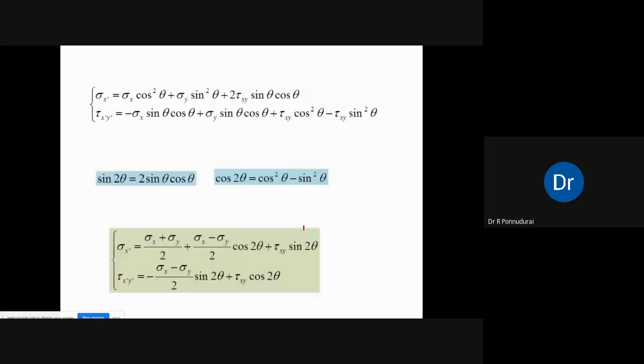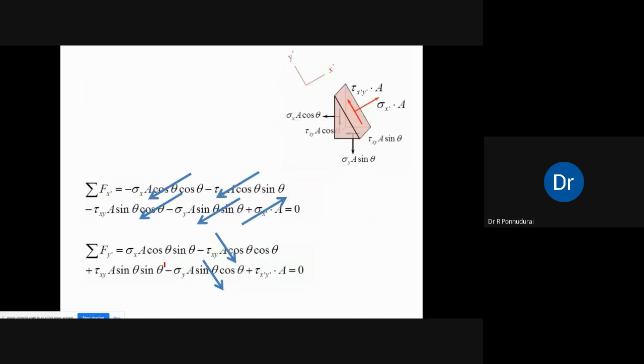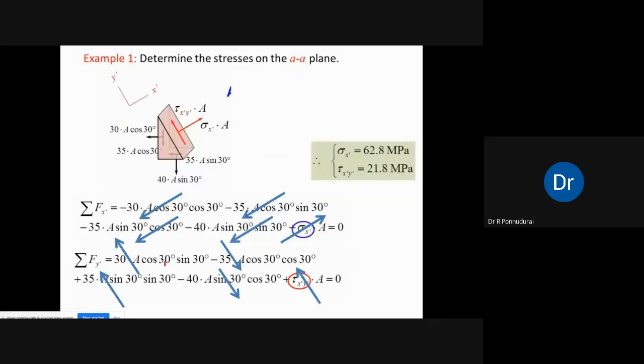So you have the equation now. Use this equation to get the values of sigma x dash, sigma y dash, and tau x dash y dash. Now this is a derivation. So far we have solved this problem. How much is the quantity sigma x dash, and how much is tau x dash y dash?